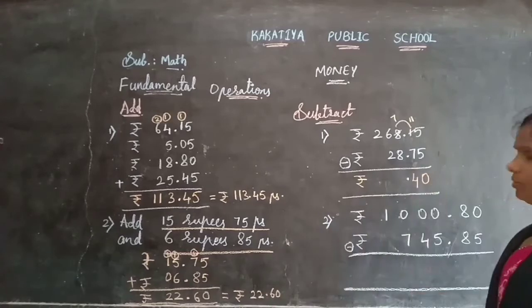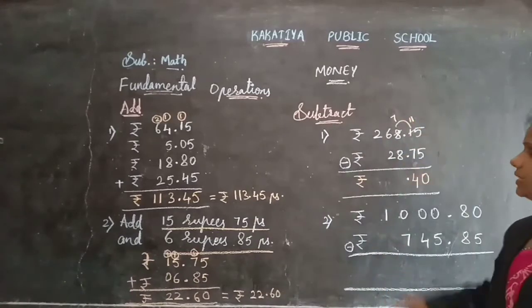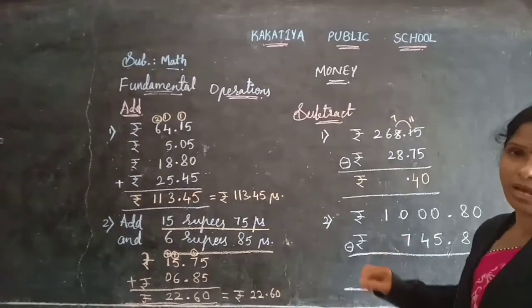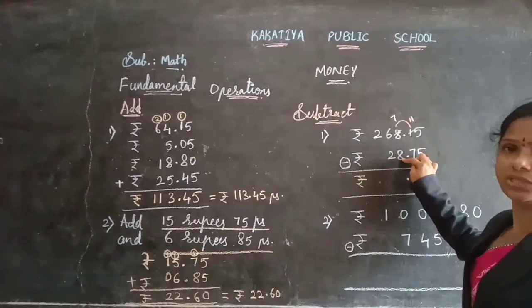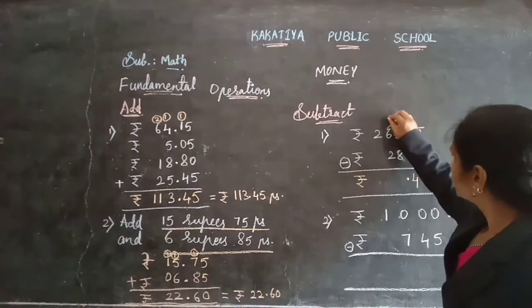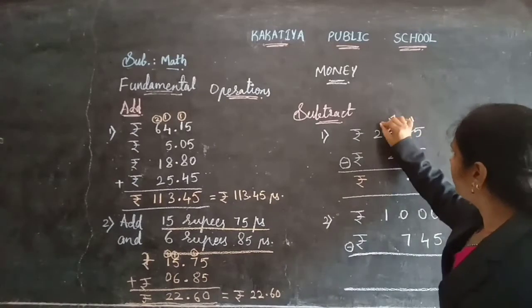So here. Now 7 minus 8. Is it possible to subtract 7 minus 8? No. So we need to take the borrow. Why? Because 7 is smaller than 8. So it's impossible to subtract. So we need to take the borrow here. So it will become 17 and it will become 5.